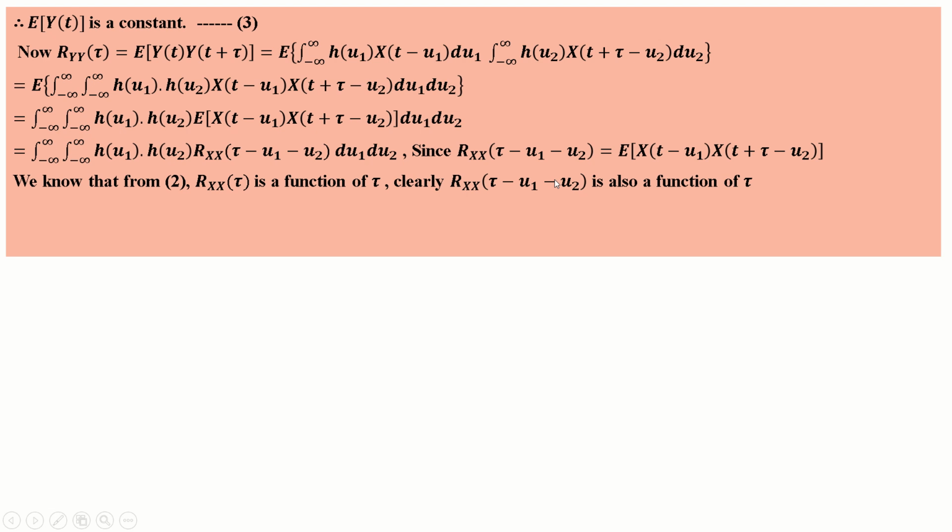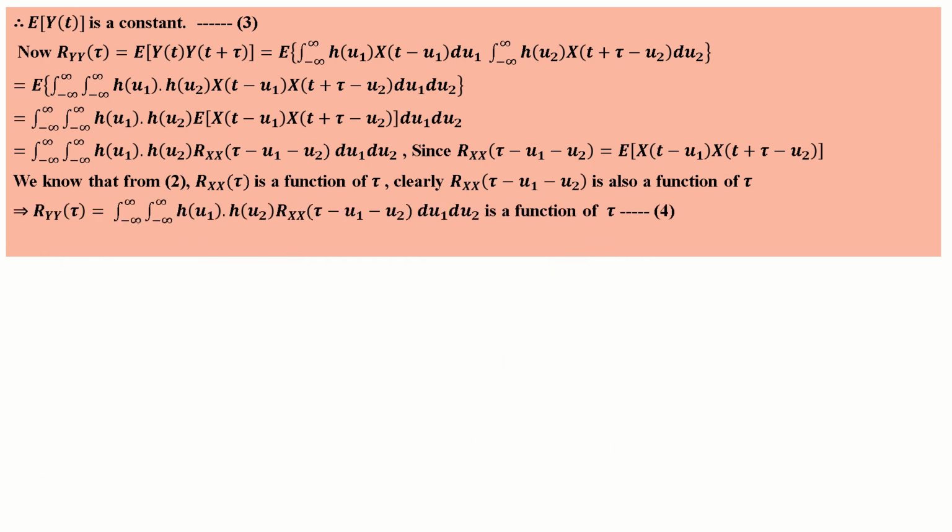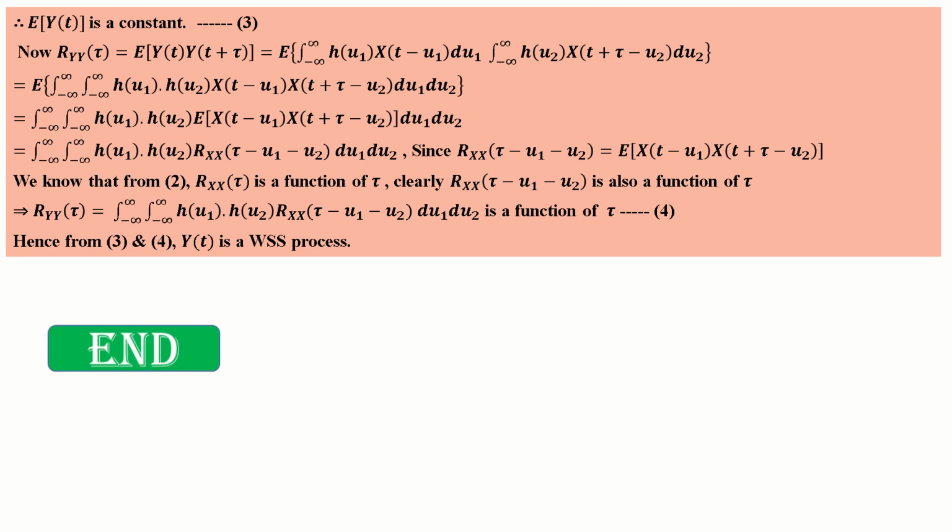So we know from 2 that Rx(tau) is a function of tau. Therefore, Rx(tau minus u1 minus u2) is also a function of tau. Therefore, Ryy(tau) is a function of tau, equation 4. From 3 and 4, y(t) is a WSS process. Thanks. We'll see you in the next video.